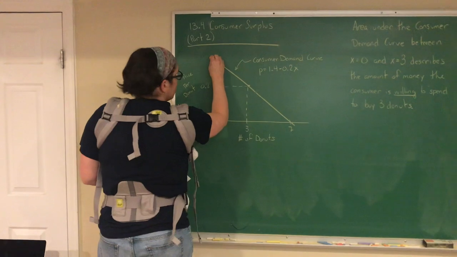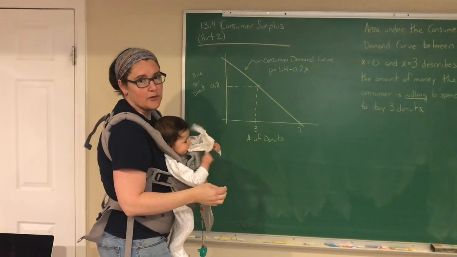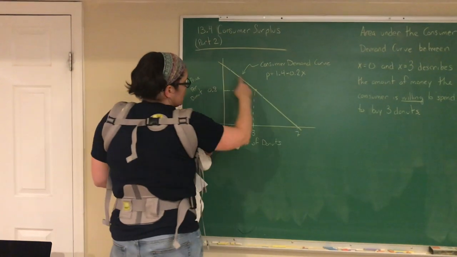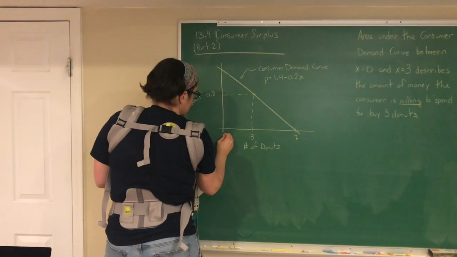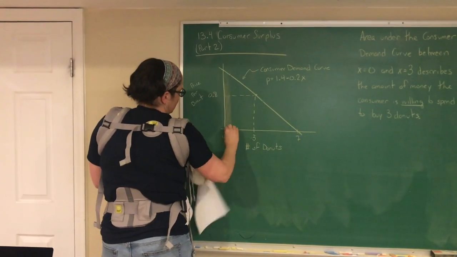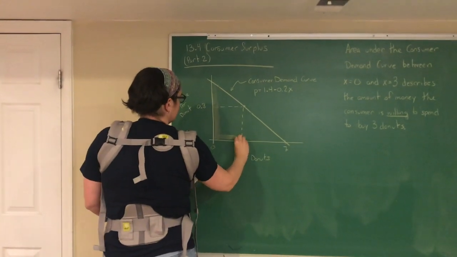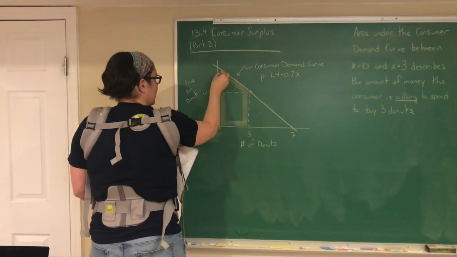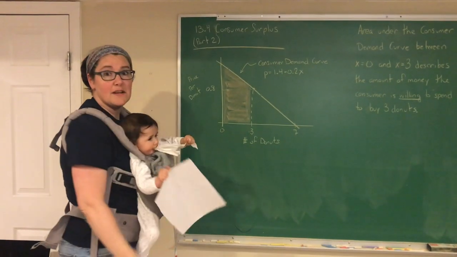Here we have our consumer demand curve. It's called a curve even though it's a straight line, that's okay. But we have this consumer demand curve. Here's x equals 3, here is x equals 0, and the shaded region under our graph and above the x-axis is this region right here.